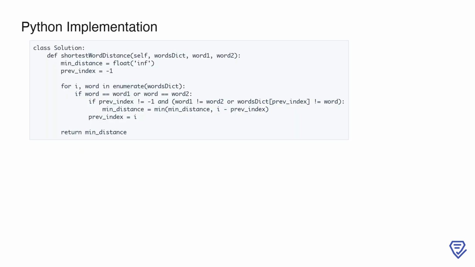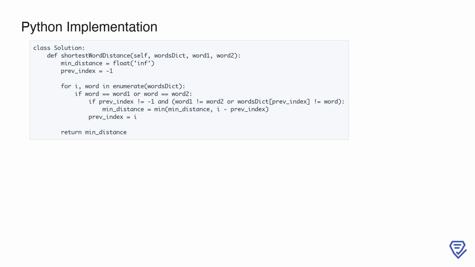This solution efficiently computes the shortest distance between the given words in the list. The function shortest word distance takes three arguments: words_list, a list of words, word 1, and word 2. The algorithm uses a single pass through the list, maintaining a prev_index to track the last occurrence of either word 1 or word 2. As we iterate through words_list, if the current word matches either word 1 or word 2, we check if the conditions to compute the distance are met.